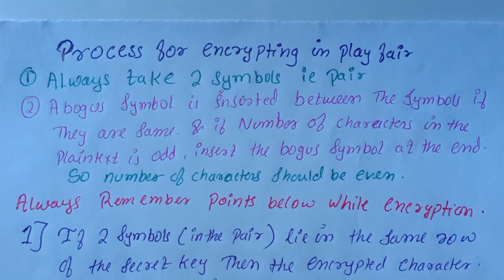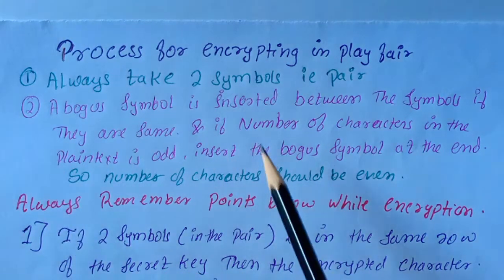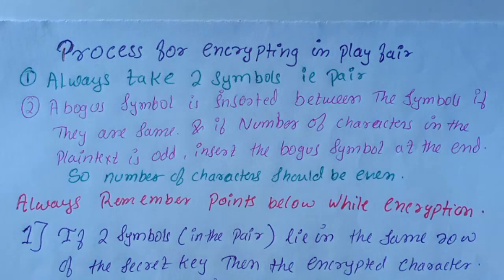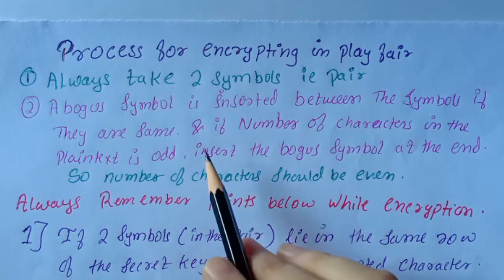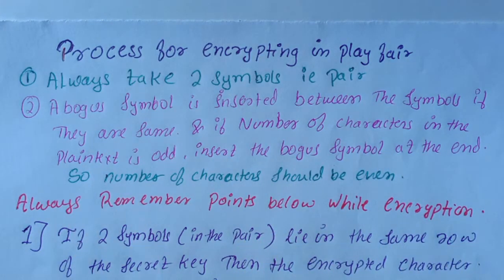Now we will see the process for encryption in Playfair cipher. We always take two symbols, that is a pair, from the plain text. A bogus symbol is inserted between the two symbols if they are the same. For example, in the word HELLO, in between LL we will insert a bogus symbol X. And if the number of characters in the plain text is odd, we insert the bogus symbol at the end. For example, the word BYE. So we need to insert the bogus symbol at the end to make the number of symbols even.